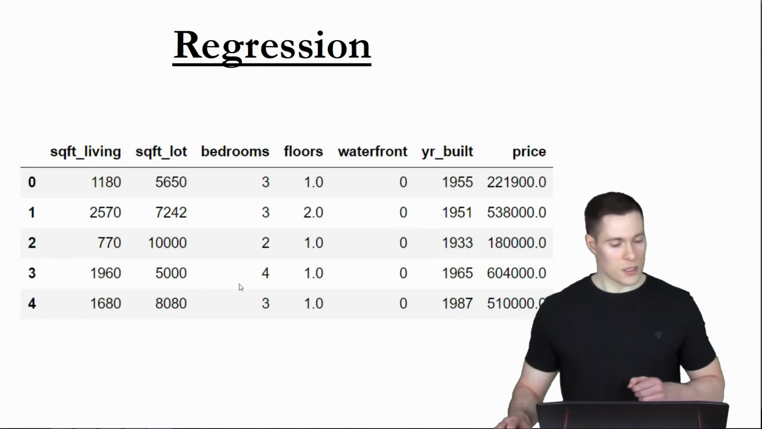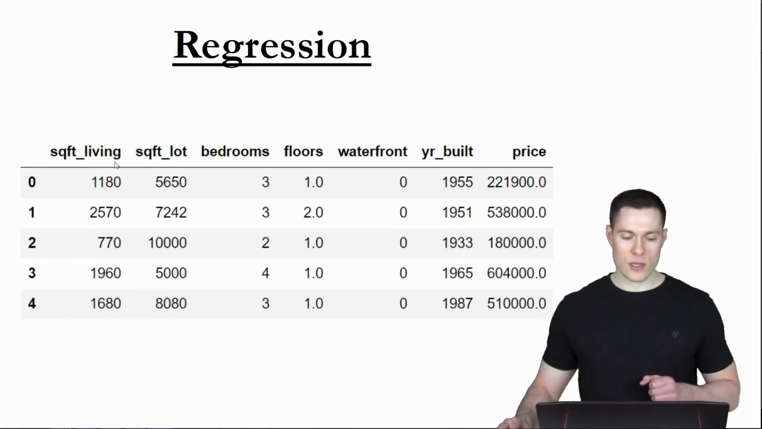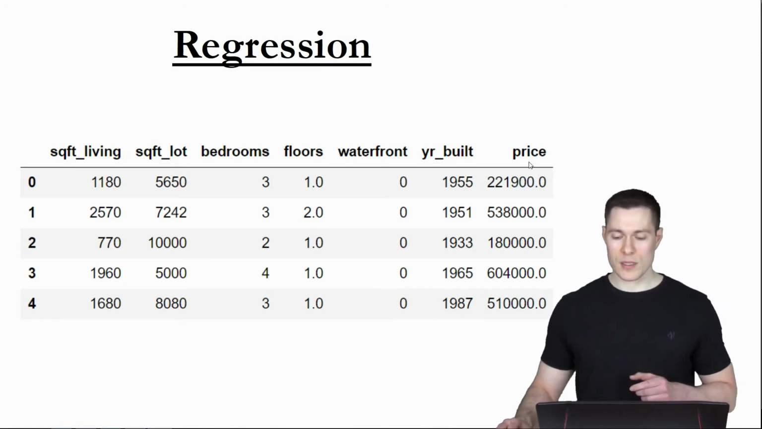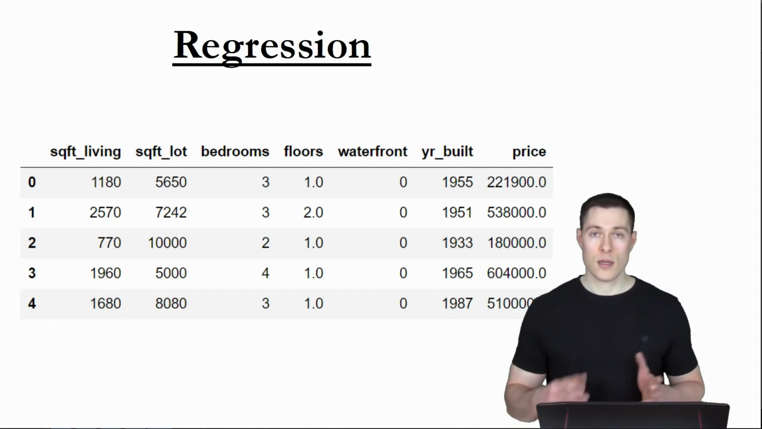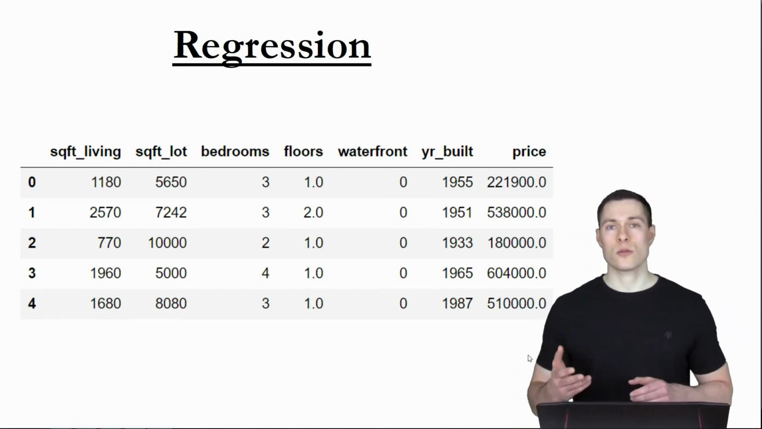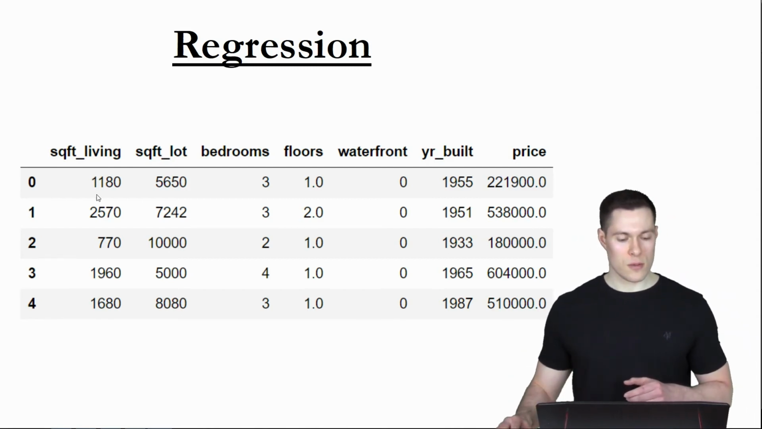The features, among others, might be the number of square feet of the living space, the number of square feet of the whole lot, and the number of bedrooms. The label is the actual price of the house. And here again, you show the algorithm a bunch of examples and you say, okay, a house with these values has that price. A house with those values has this price.